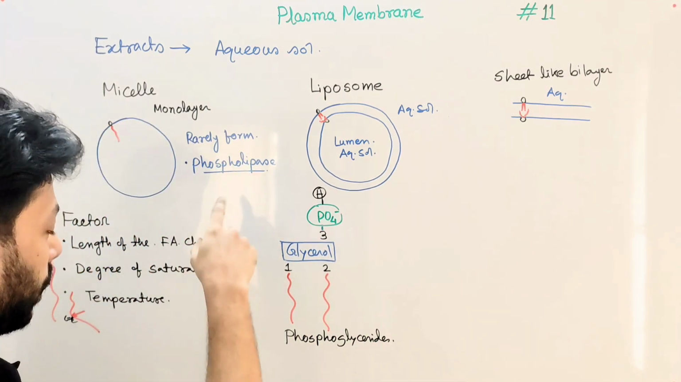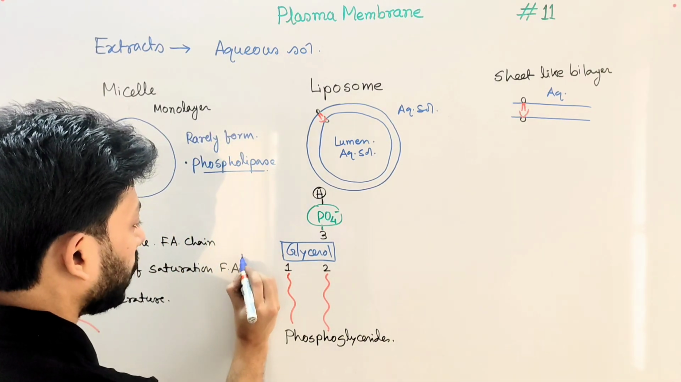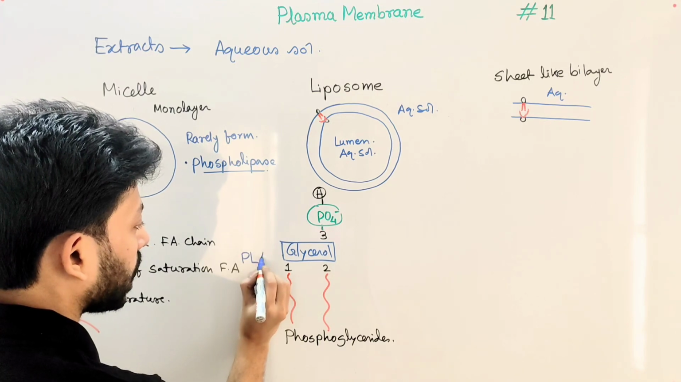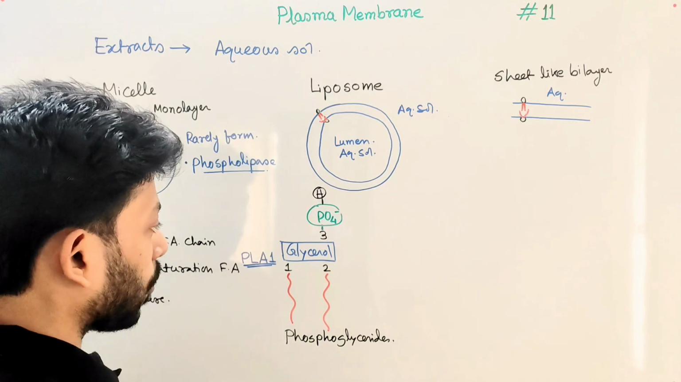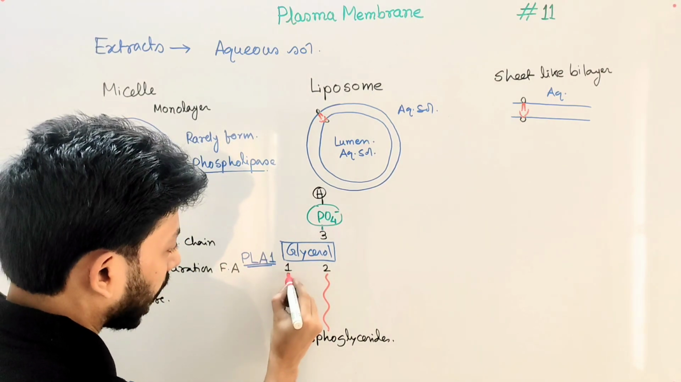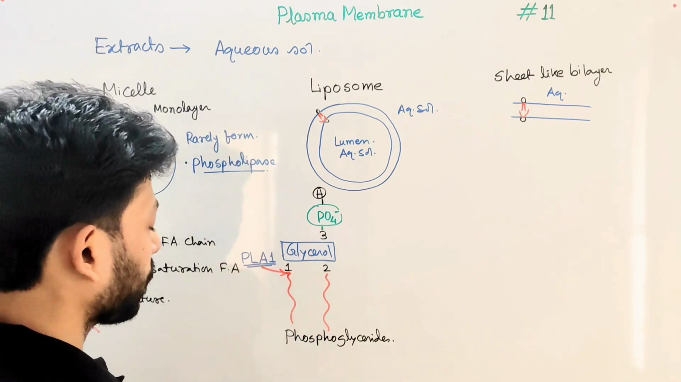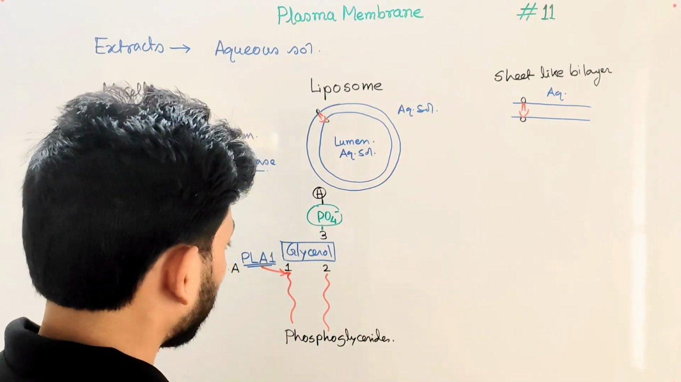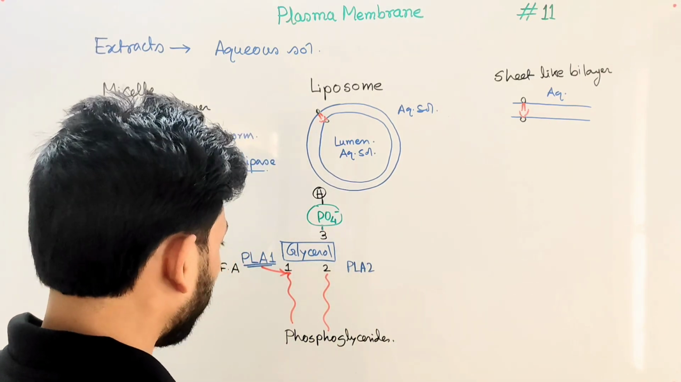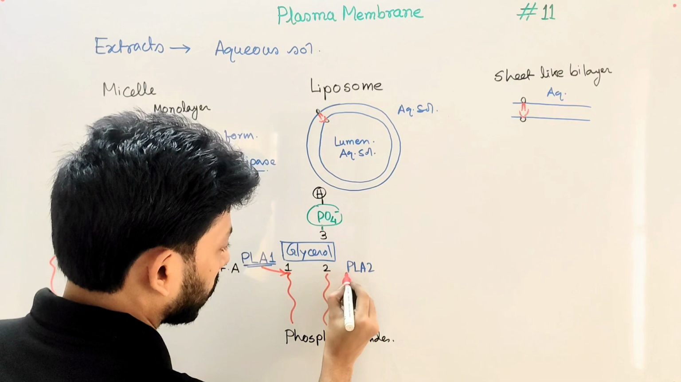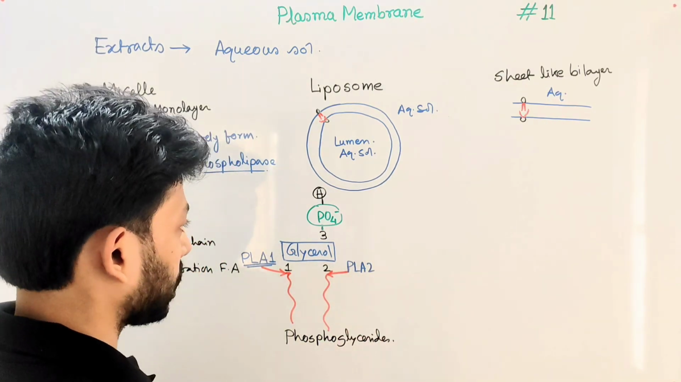Now, there are 4 phospholipase enzymes. One is called PLA1, that means phospholipase A1. This enzyme can cleave the bond between the first carbon and the fatty acid, so it can cleave here to remove the fatty acid. Another is phospholipase A2, which can cleave the bond between the second carbon and the fatty acid, so it can cleave here and remove the fatty acid.